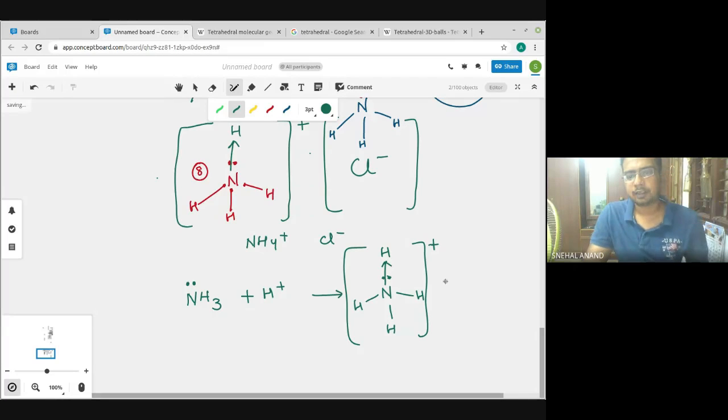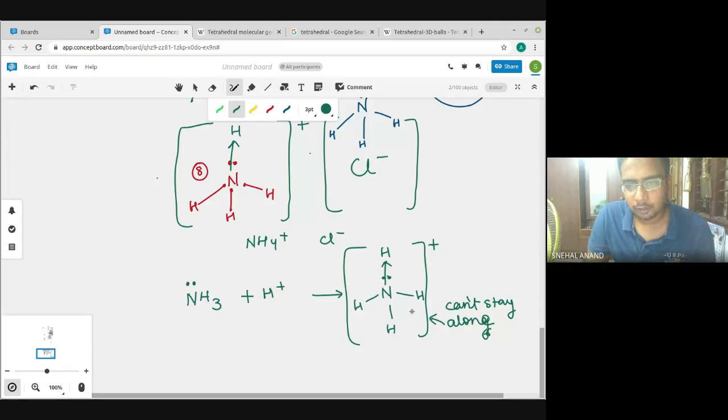and that can stick with any anion. Ammonium will never stay in nature alone. It has a positive charge, so it needs a negative charge species to balance it. So you will be seeing ammonium chloride or ammonium sulfate, something.